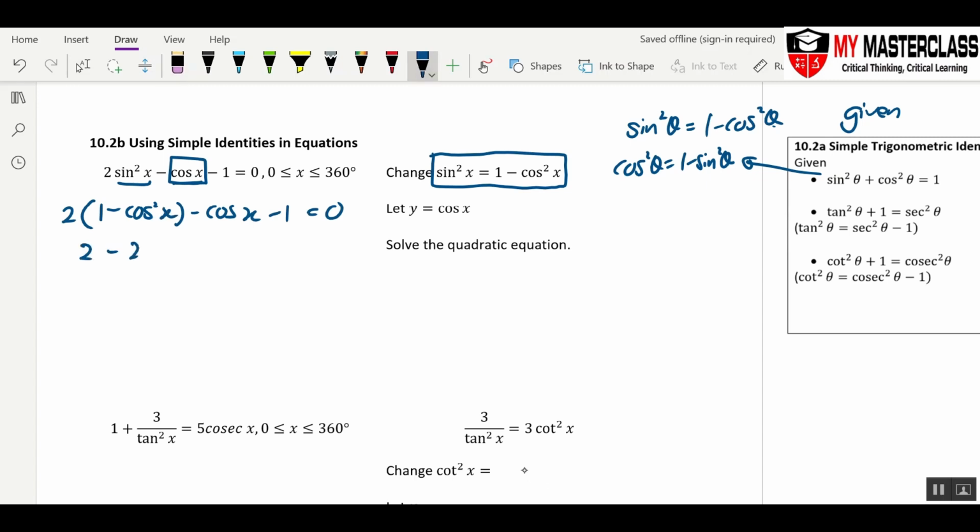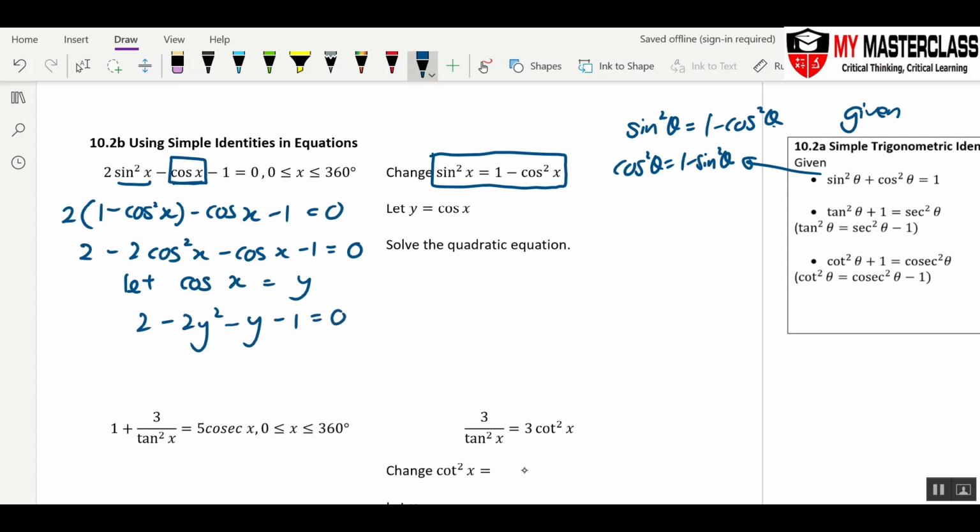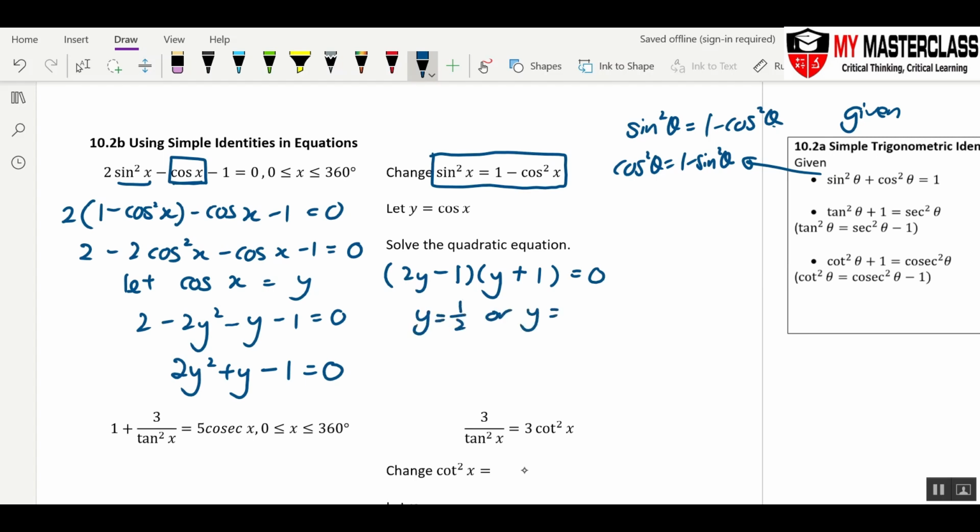I can either expand first: 2 minus 2 cos square x minus cos x minus 1 equals 0. Then I let cos x equal y. 2 minus 2y square minus y minus 1 equals 0. Bring everything to the right side: 2y square plus y minus 1 equals 0. Factorize this: 2y and y, 1 and 1. I want a positive y, so plus, minus, equals 0. I will have y equals half or y equals negative 1.